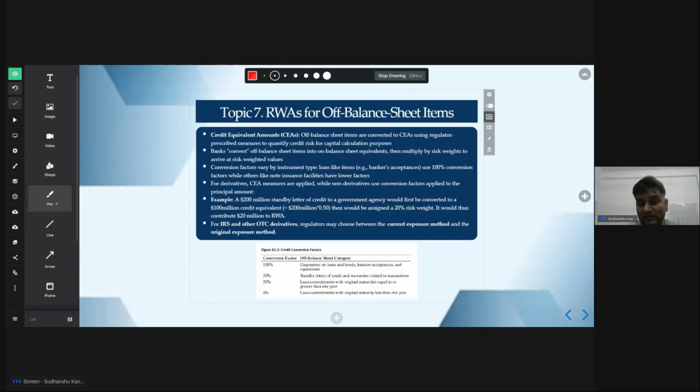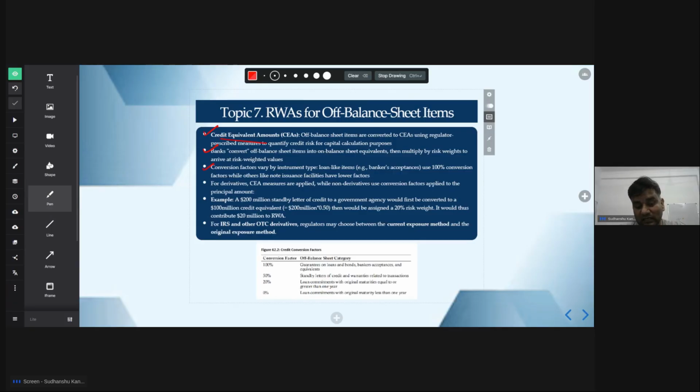If you look at the credit equivalent amounts, off-balance sheet exposures are first converted into a credit equivalent amount, CEA. This is done using regulatory conversion factors. Conceptually, it asks how much credit exposure this would be if it were on the balance sheet. That is a two-step process. You convert the off-balance sheet exposure into a CEA, which is your credit equivalent amount, and apply a risk weight based on the counterparty.